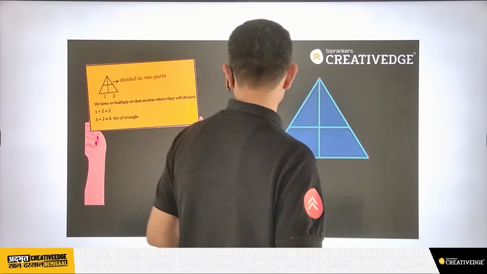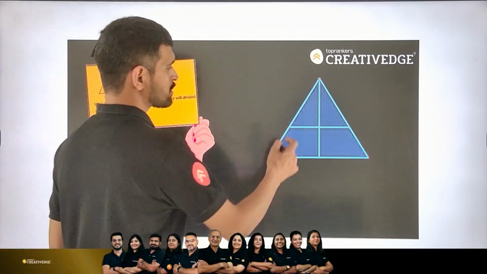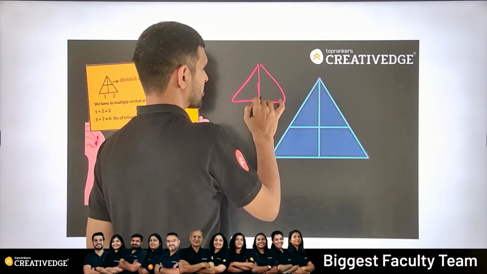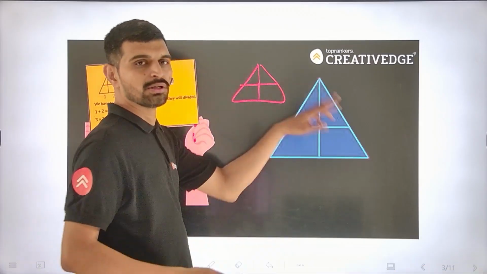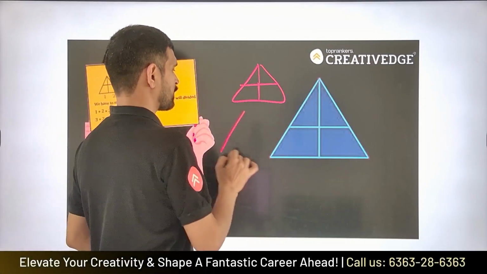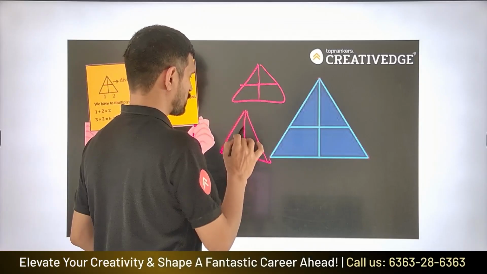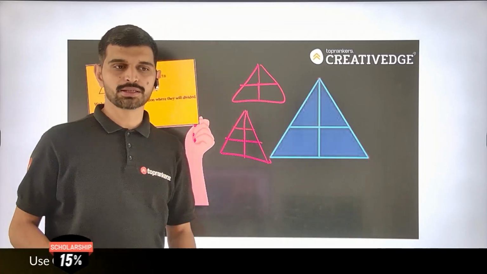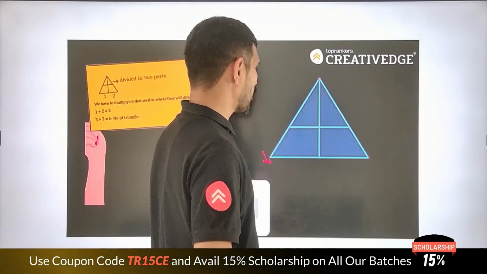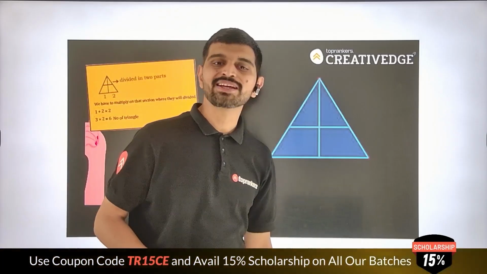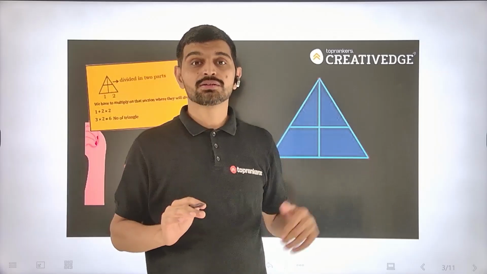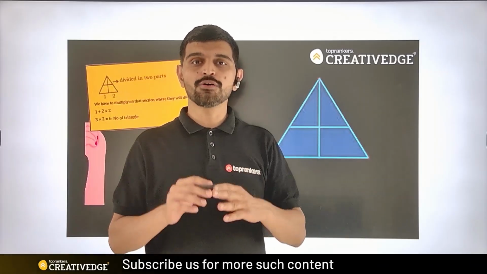Let's look at the next one. Here, if this triangle of 3 is divided into two parts, double it. If this triangle of 3 is divided into three parts, triple it. That is how you can count the total number of triangles in the given figure, or this is a component of the total figure.